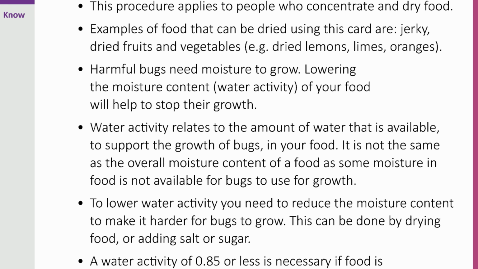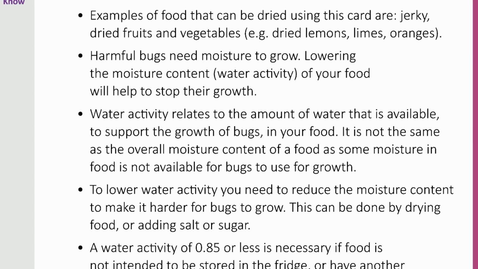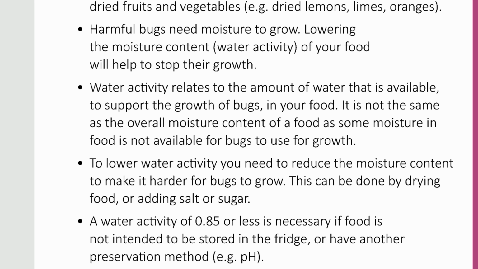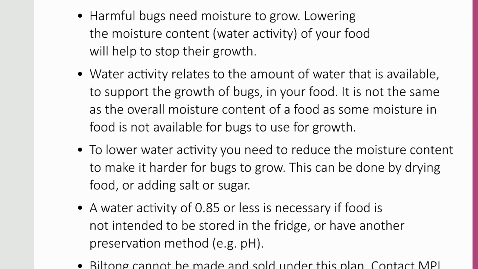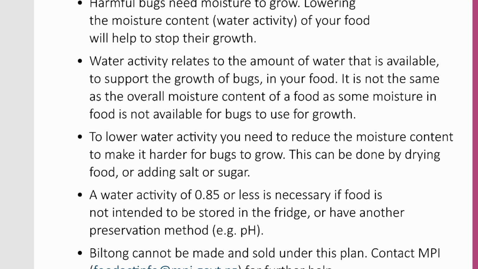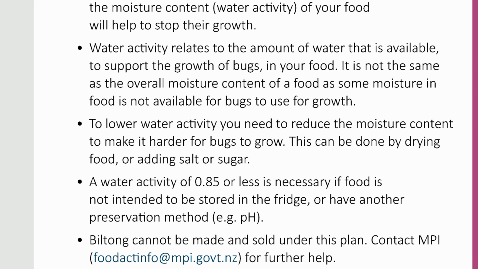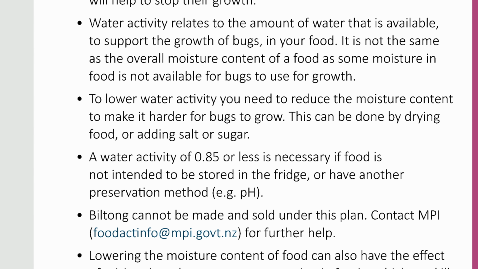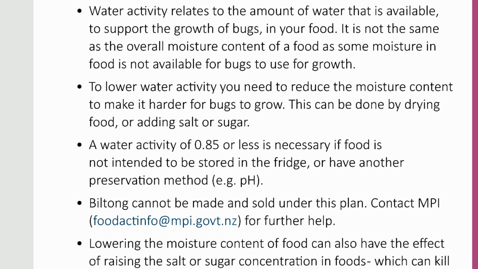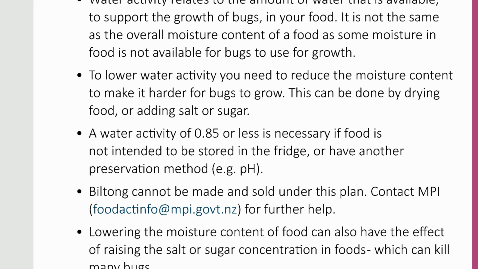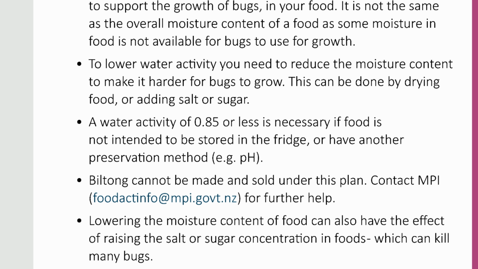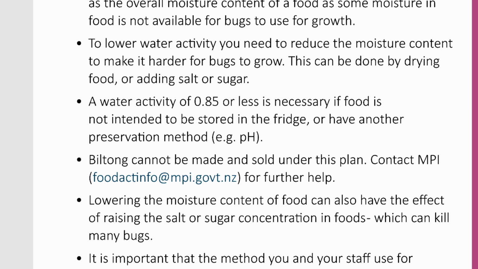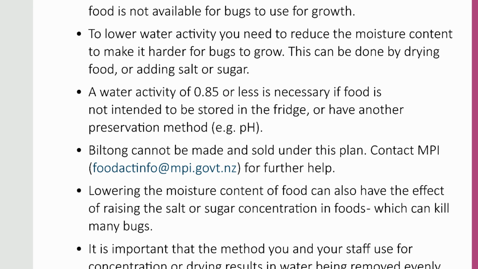To lower water activity, you need to reduce the moisture content to make it harder for bugs to grow. This can be done by drying food or adding salt or sugar. A water activity of 0.85 or less is necessary if food is not intended to be stored in the fridge or have another preservation method such as pH. Biltong cannot be made and sold under this plan. Contact MPI at this email address for further help.